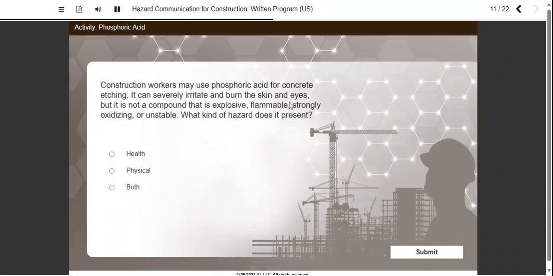Construction workers may use phosphoric acid for concrete etching. It can severely irritate and burn the skin and eyes, but it is not a compound that is explosive, flammable, strongly oxidizing, or unstable. What kind of hazard does it present?